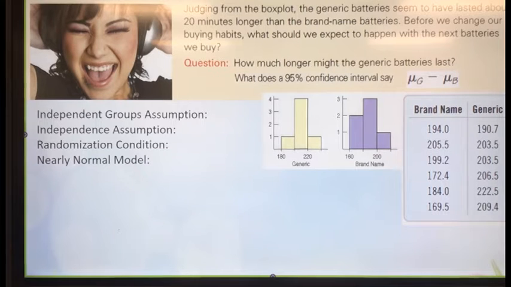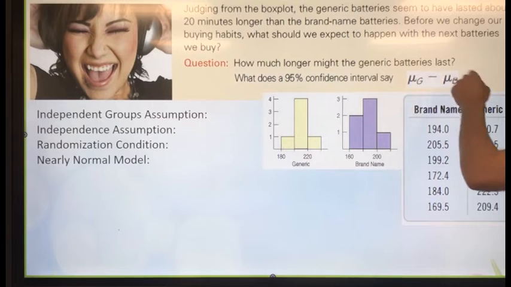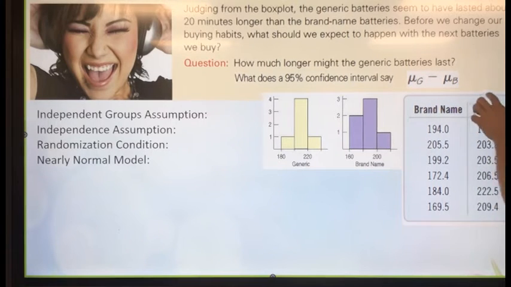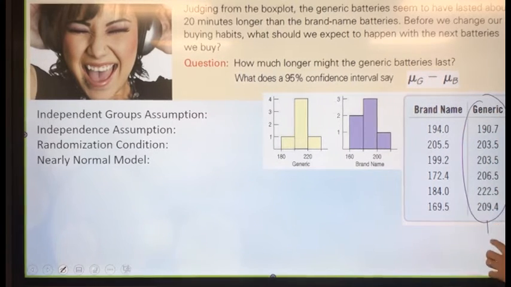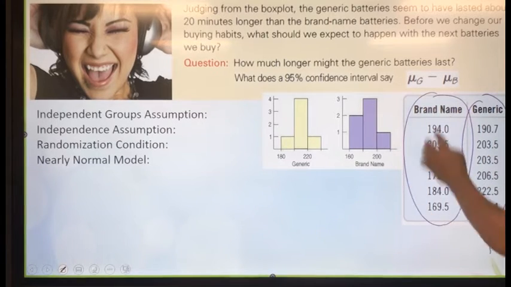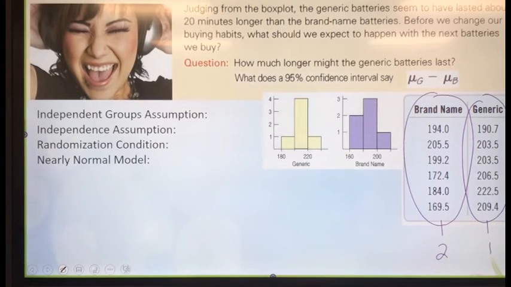What does a 95% confidence interval say? I want to compare the generic to my brand. So my 1 is going to be generic, and my 2 is going to be brand. So when I put this into my L1 and L2, I'm going to make sure this is L1 and this is L2. Again, comparing my generic with the brand.